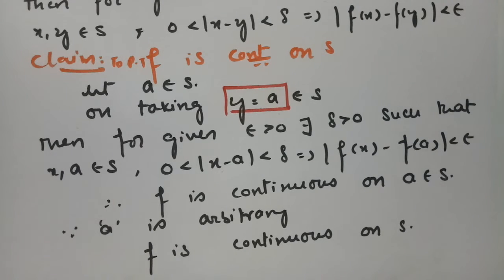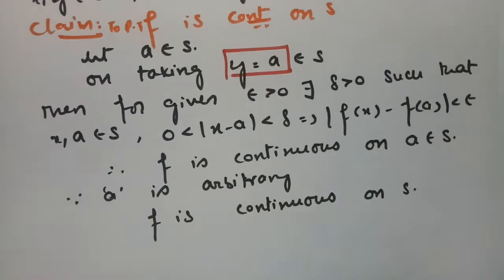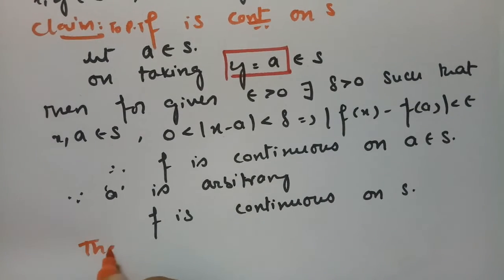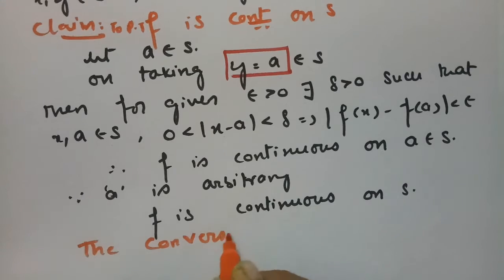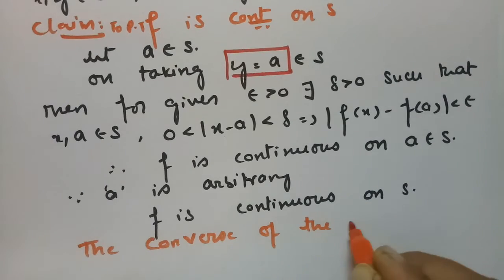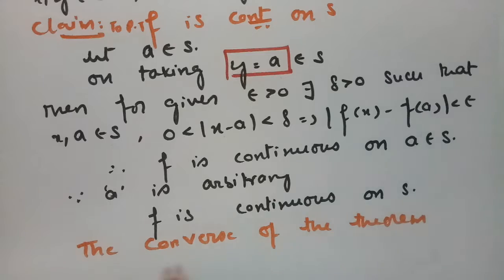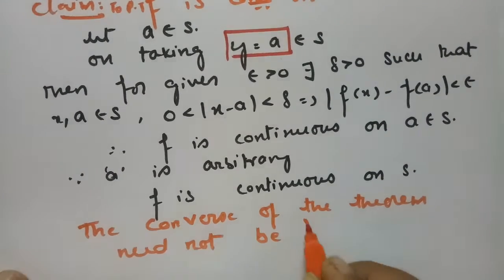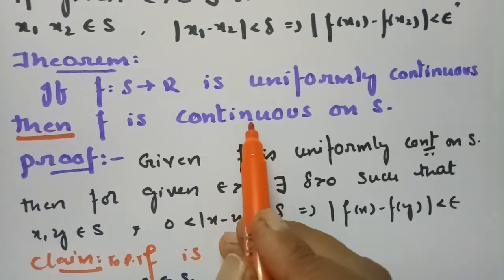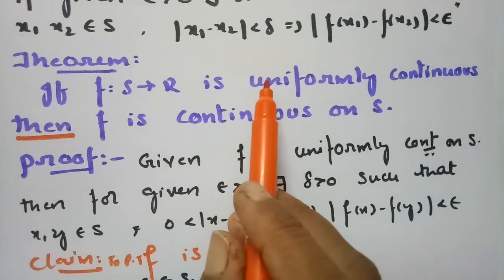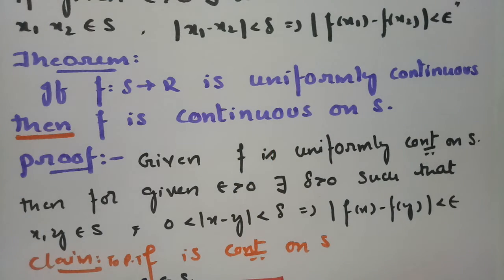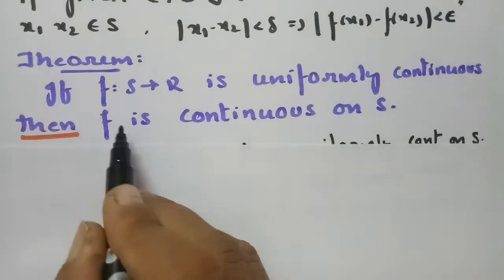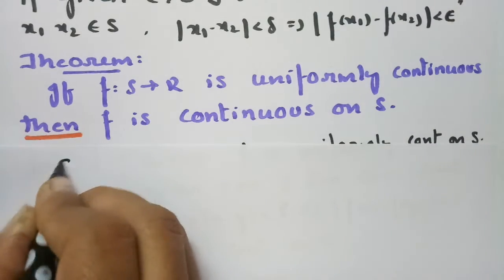So here one thing you have to remember is that the converse of the theorem need not be true. What is the converse? The converse of the theorem need not be true. So it is so important. So what is the converse of this? We have to consider f is continuous, and f need not be uniformly continuous. For uniform continuity, we have to suppose that f is continuous.